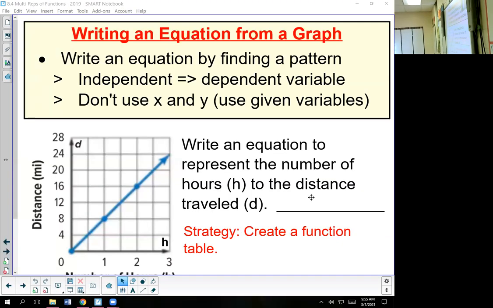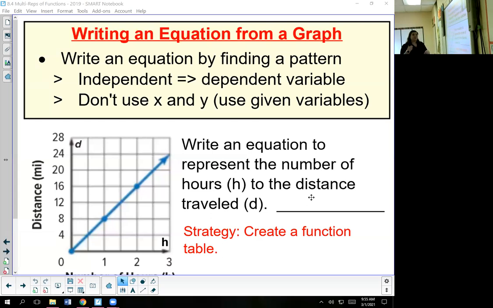Okay, today we're going to look at writing an equation from a graph. So we're going to write equations looking at the independent and dependent variables. Again, we're trying to find a relationship or a pattern, quote unquote, between your input and your output, your x and your y. Again, here we are given different variables. So instead of the x-axis in this example, we're given x is h for the number of hours, whereas the y-axis is d, is the distance.